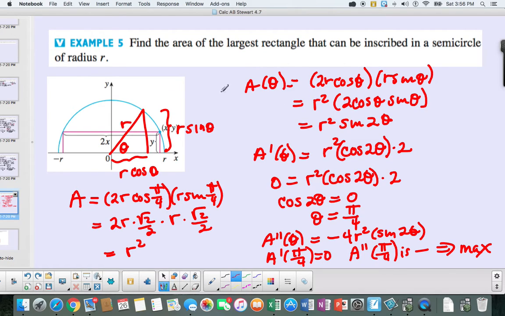the y, which I'm calling r sine of theta. So I multiply everything out, and this is an identity. If you recognize this identity right here, you can simplify it to this so that the derivative process isn't so difficult.